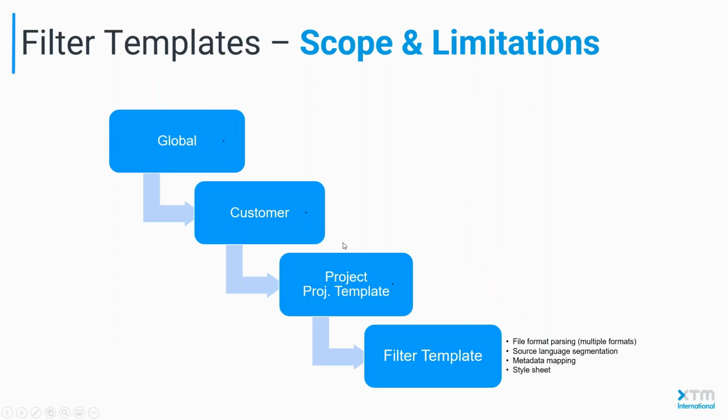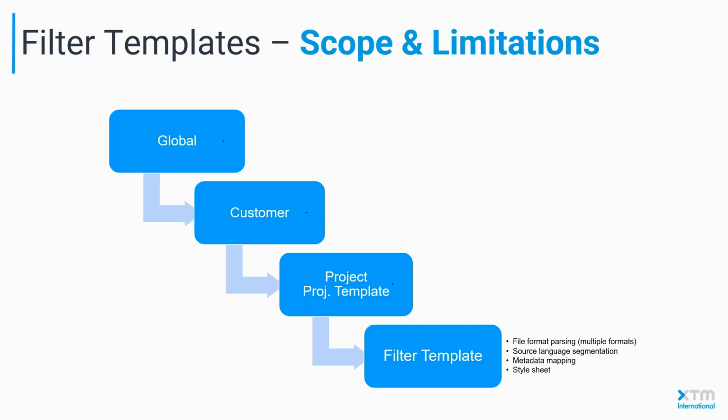So basically, in the same way that many of the other settings work in XTM, you can have different settings project by project, or by customer, or globally. So it falls back to the higher level of hierarchy. So only one filter template can be applied to a project at a time. The filter template, however, can contain information on how to parse multiple file formats at the same time.